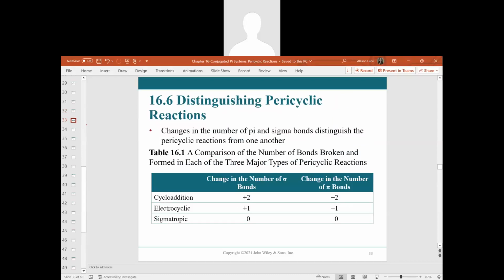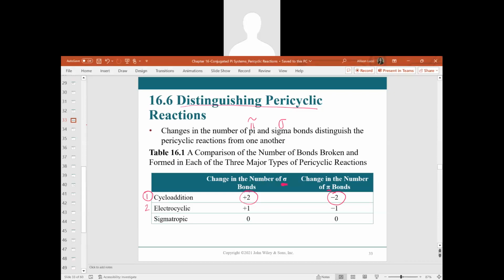Distinguishing pericyclic reactions one from the other, we can see down here in our first type, the cycloaddition reaction, the number of sigma bonds changes by 2, right? Whatever we have to start, we're going to add 2 sigma bonds and then subtract 2 pi bonds. So we're going to always have a change in pi bonds and sigma bonds to distinguish our pericyclic reaction. So cycloaddition: up 2 sigma bonds, down 2 pi bonds.